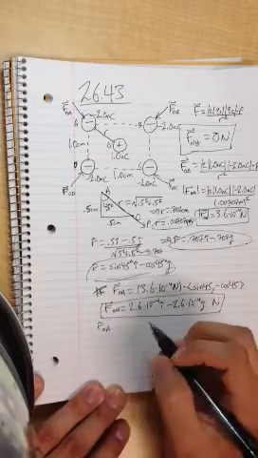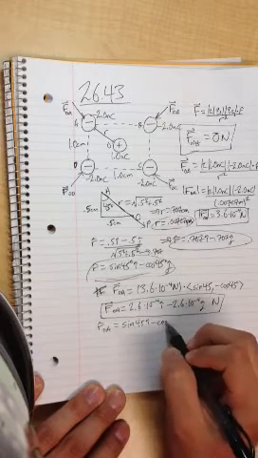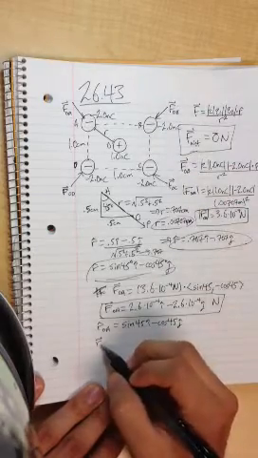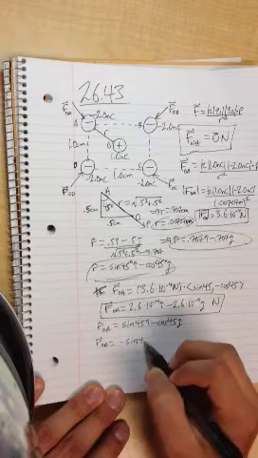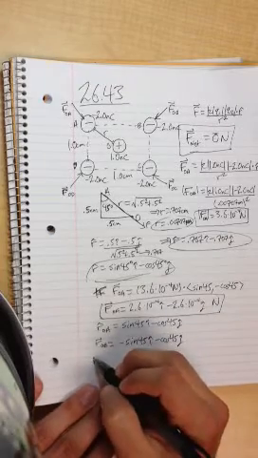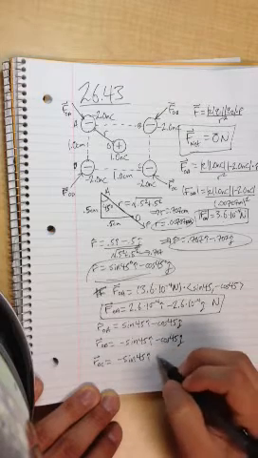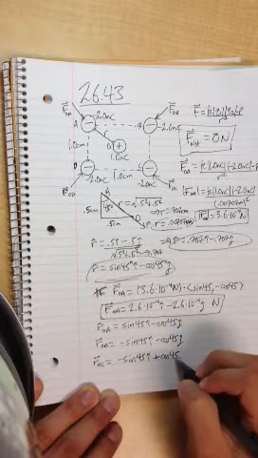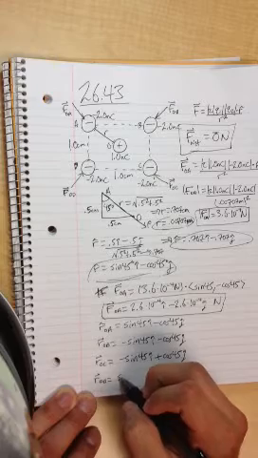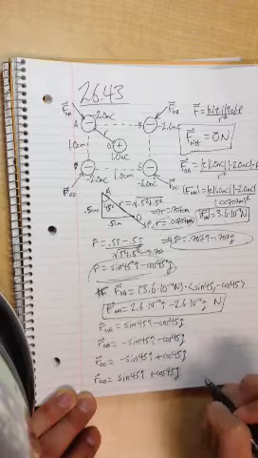We already know r hat OA equals sine 45 i minus cosine 45 j. r hat OB equals minus sine 45 i minus cosine 45 j. r hat OC equals minus sine 45 i plus cosine 45 j, and r hat OD equals sine 45 i plus cosine 45 j.